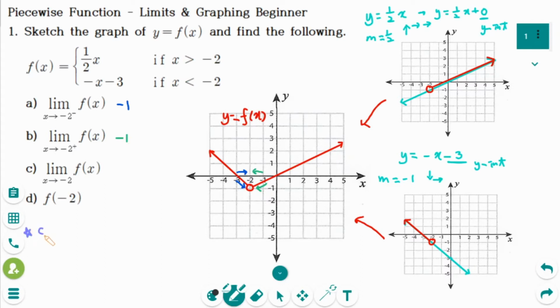And number C, the limit from the right-hand side is equal to the limit from the left-hand side. So the same answer. The answer is -1. Number D, when x is exactly -2, here, the y value does not exist. Remember, the defined intervals do not include x = -2, so it does not exist.